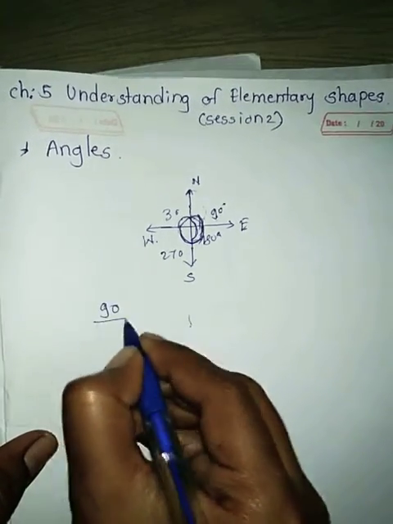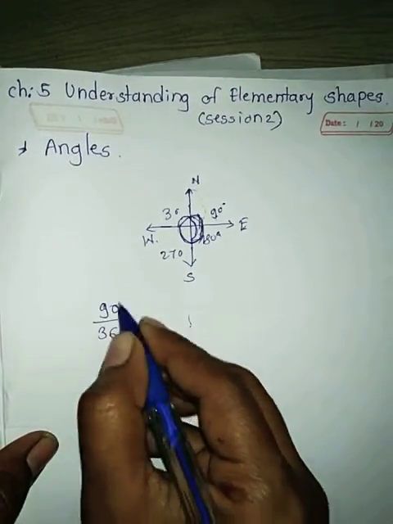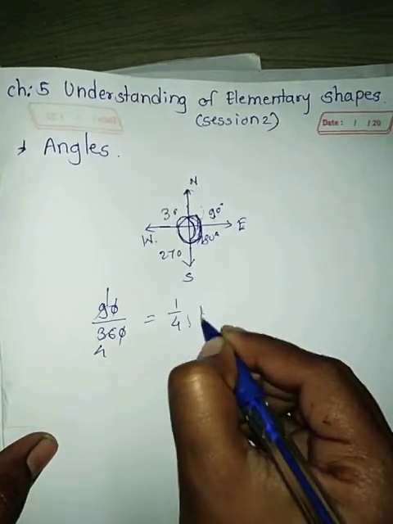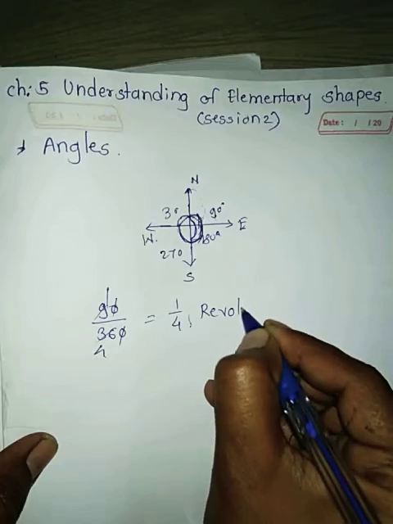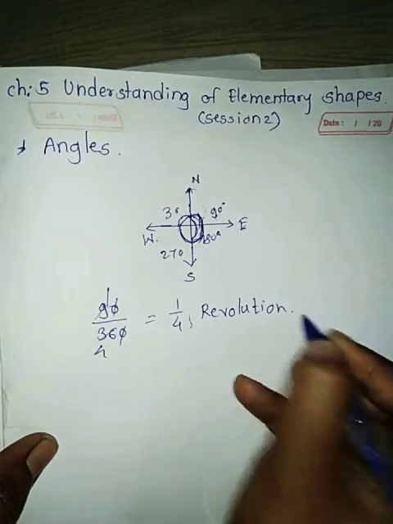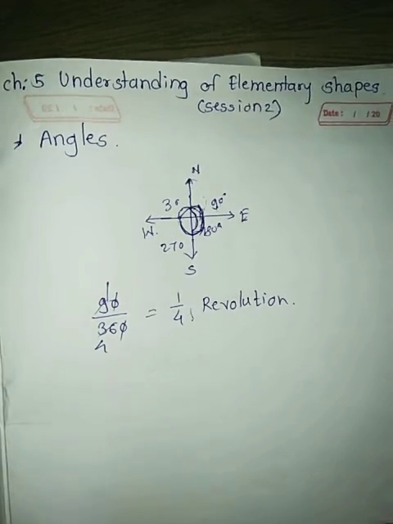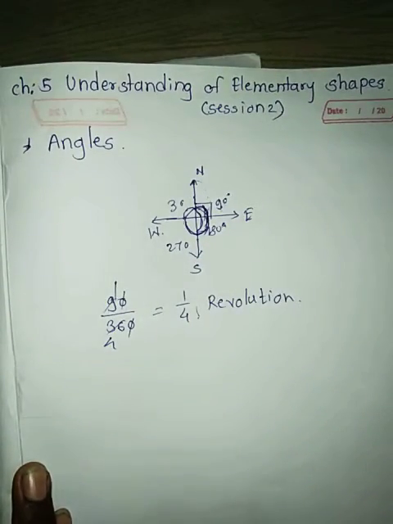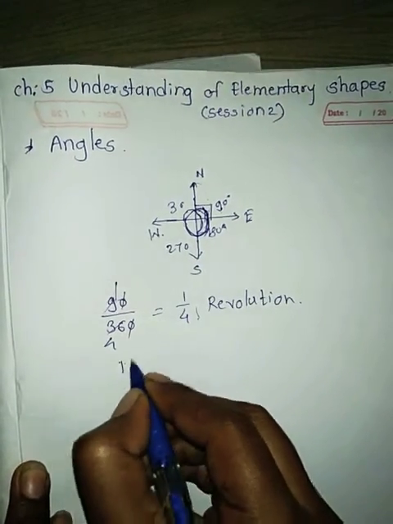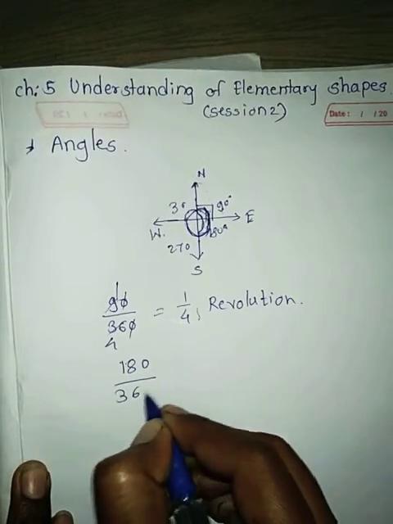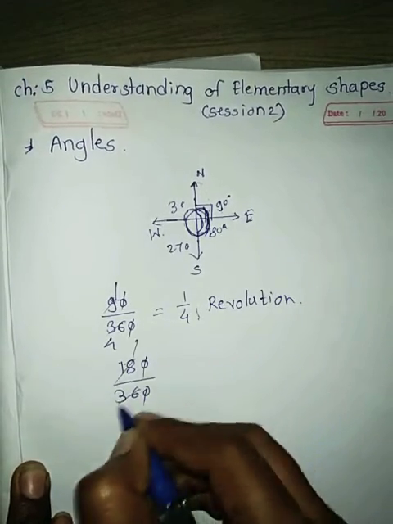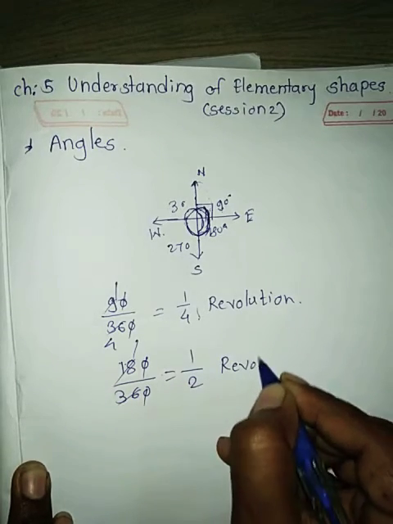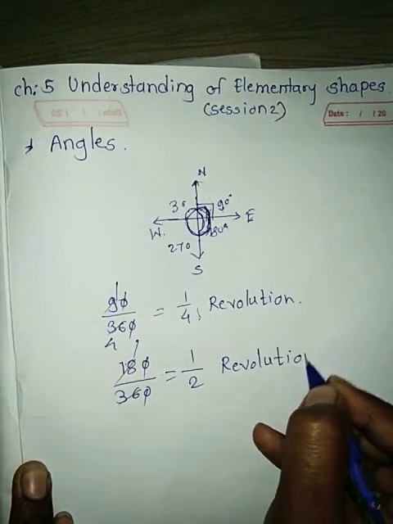Now 90 degrees out of 360. The zeros cancel, 9 and 36, which is 9 4s are 36, so this is 1/4th revolution. 90 divided by 360 is 1/4th revolution. Now 180 divided by 360 is 1/2 revolution. 1/2 revolution means half revolution.